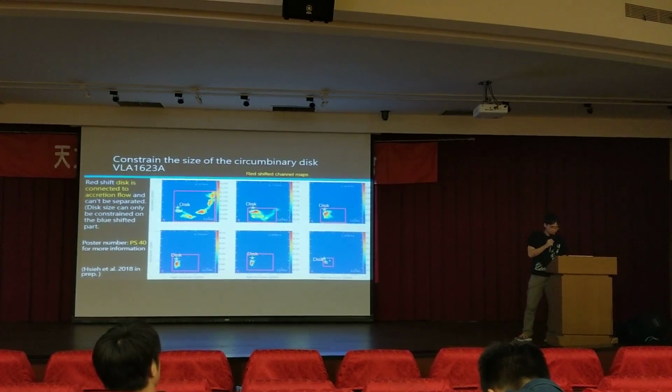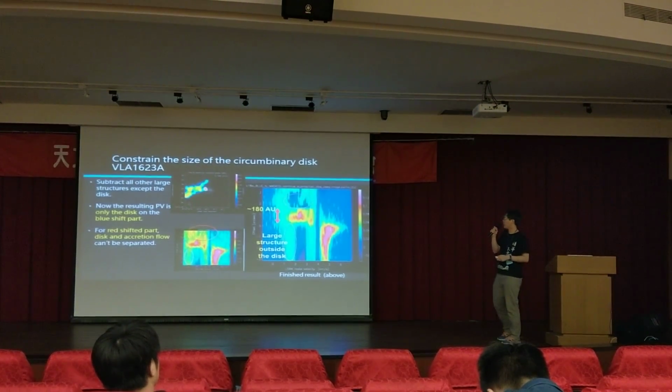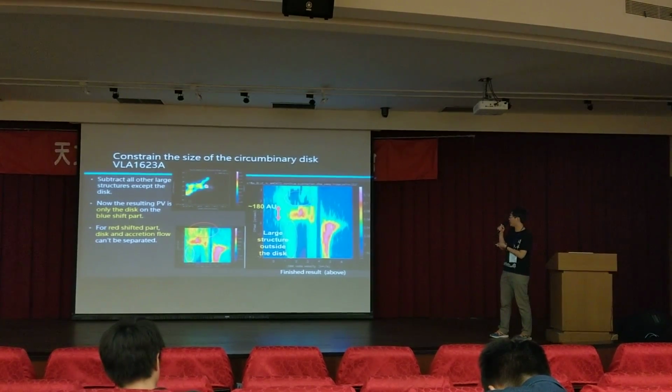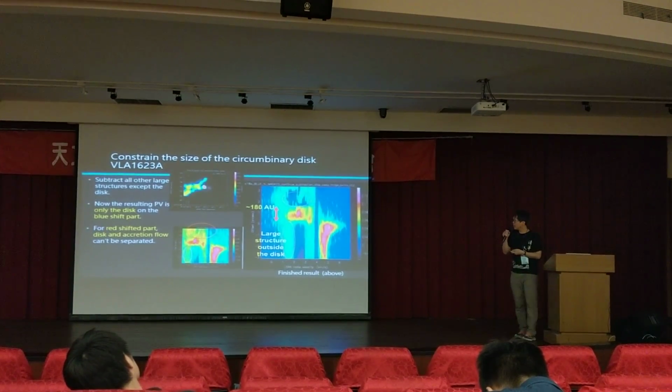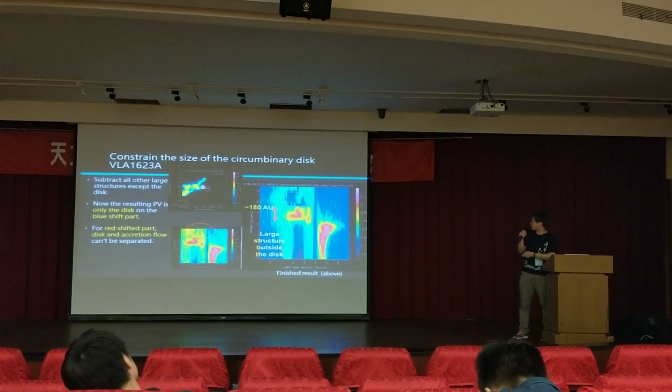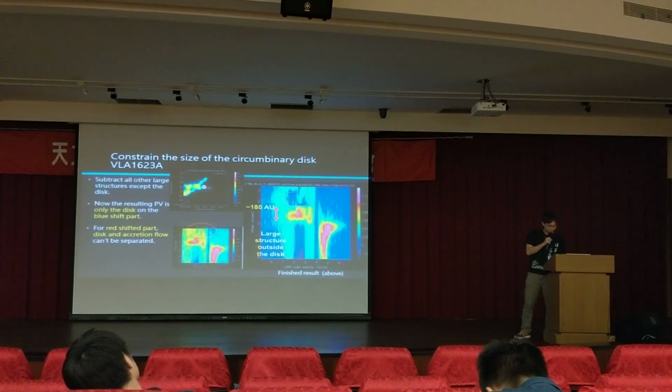Okay, so I subtract out all the larger structures except the disk. And then I create this PV plot. So you can see the disk size is around 180 AU. And also this part is from the large scale structure. You can see this is subtracted out.